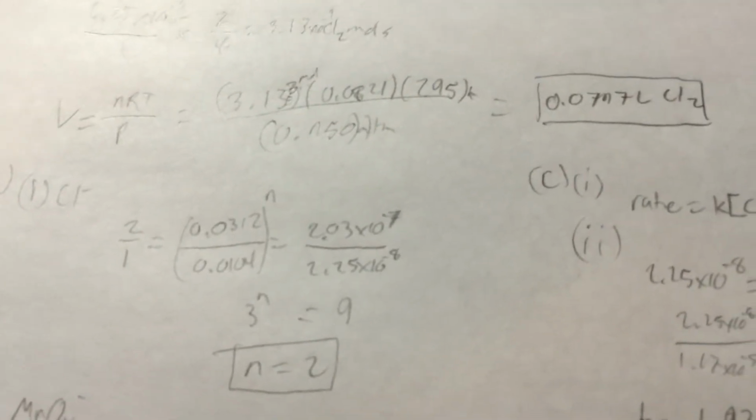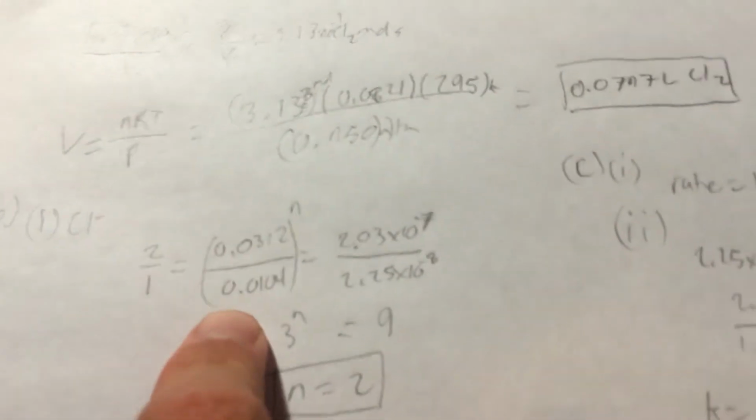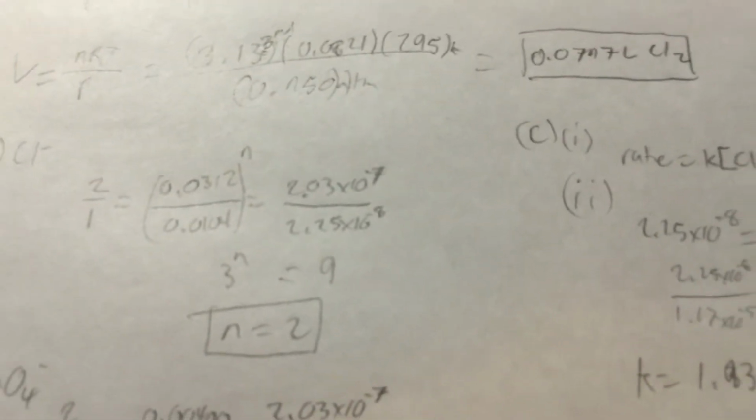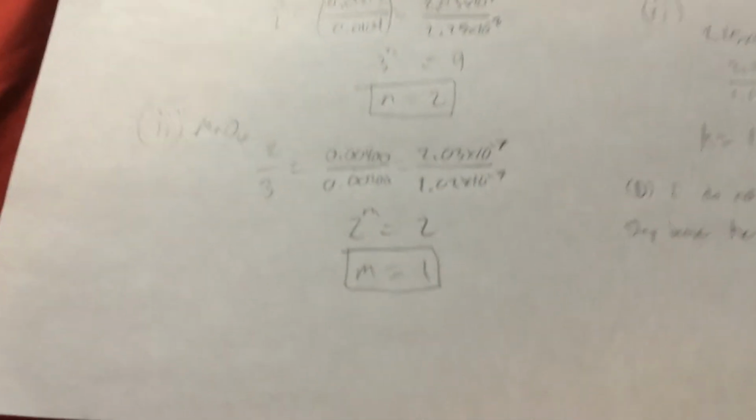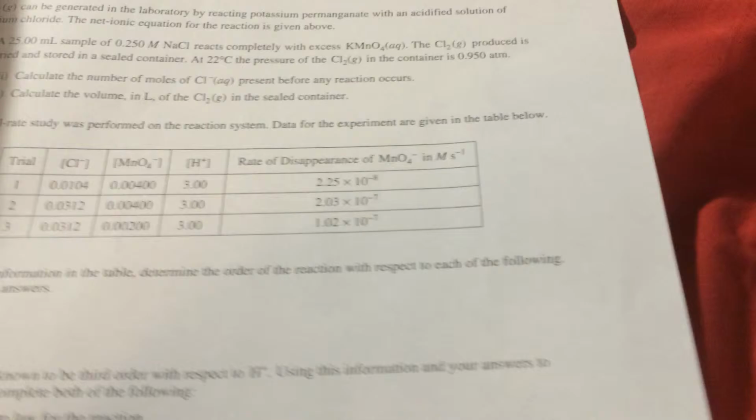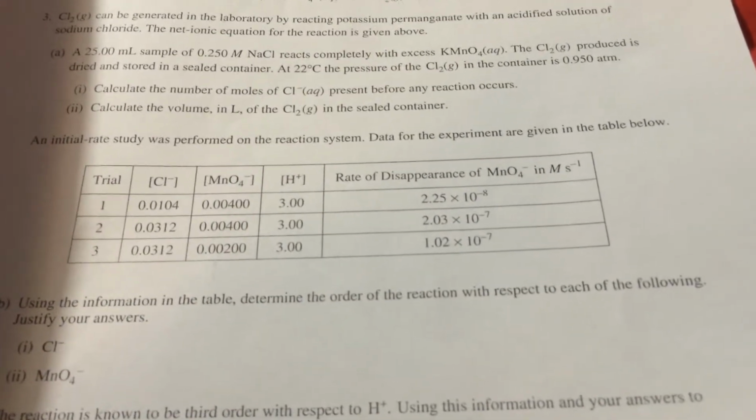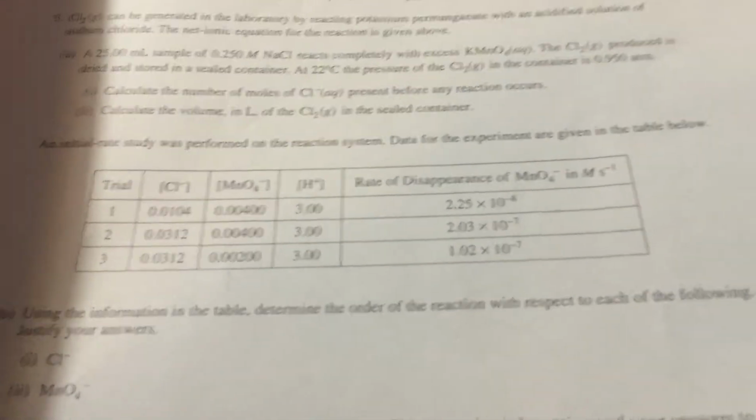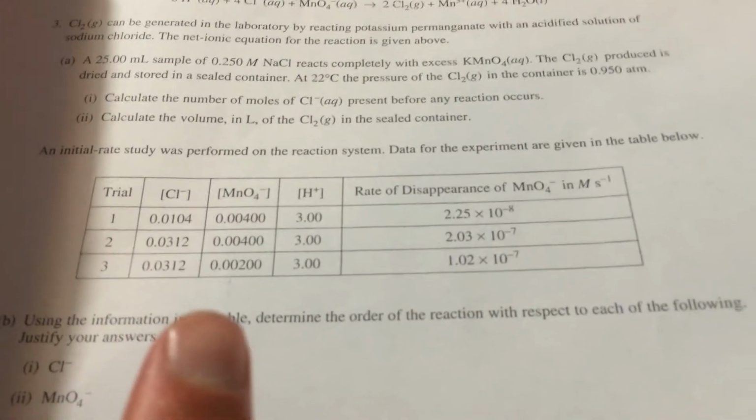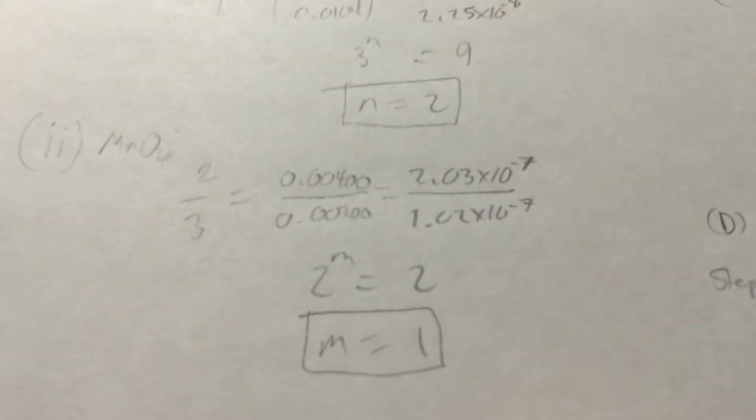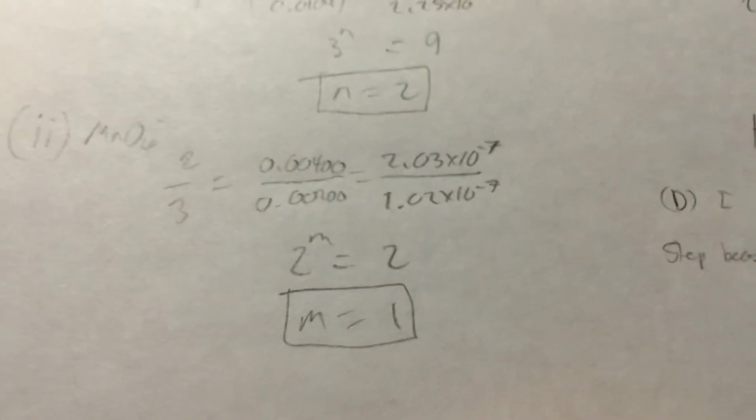And we put this into the calculator, and we see that this is 3 to the nth, and this is 9. And we just square root it, and we get n is equal to 2. And for II, which is you want to find it for MnO4⁻, we see that in the experiment trial 2 and 3, Cl⁻ and H⁺ don't change, but MnO4⁻ does. So we take the two numbers from there, which is 0.004 and 0.002, and then the rate of disappearance. We put them in, and we see that we have trial 2 over trial 3.